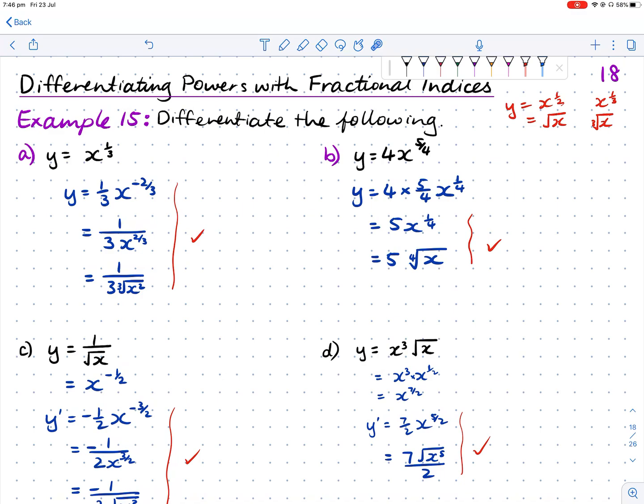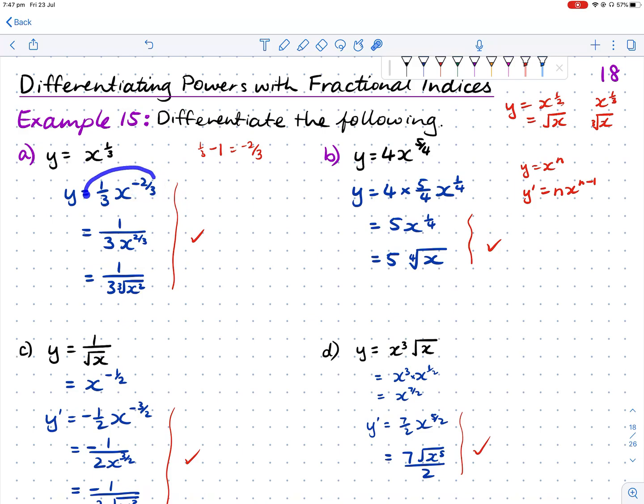With the first one, just another reminder, when we're differentiating, if I have y equals x to the power of n, then the derivative y dash or dy dx is nx to the n minus 1. So you bring the power down and you minus 1 off the power. That's exactly what we're going to do with these. So we've got y equals x to the power of 1/3. We're going to take that 1/3, bring that down, and then minus 1 off of 1/3. So 1/3 minus 1 will give us negative 2/3. You can see that power there, negative 2/3.